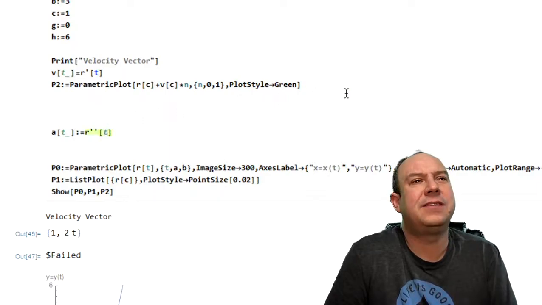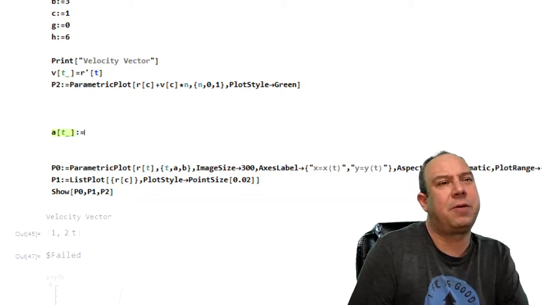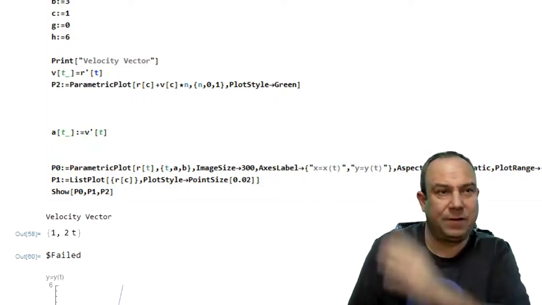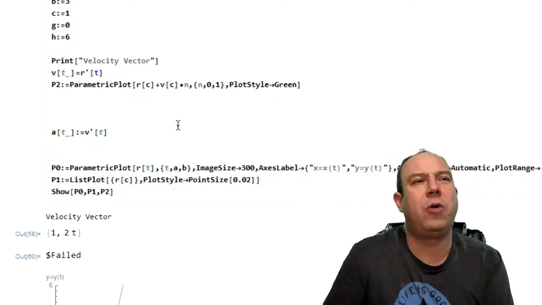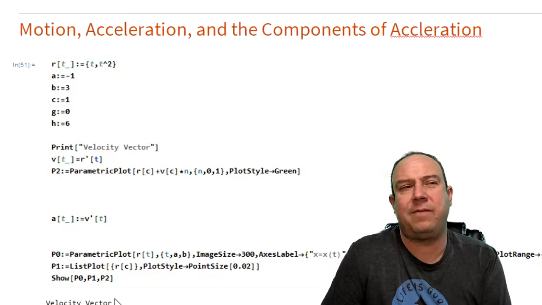I think that is this variable. What is it actually, R bar double prime here? Let's go with V prime of t. Well, maybe not. Oh well. This is what you'll find. You'll run into this at times, folks. So yeah, that plots our velocity vector.